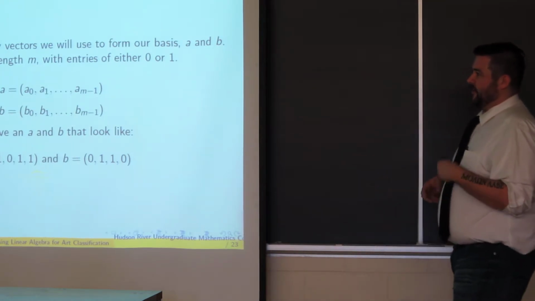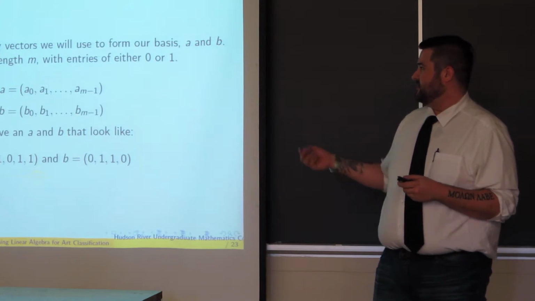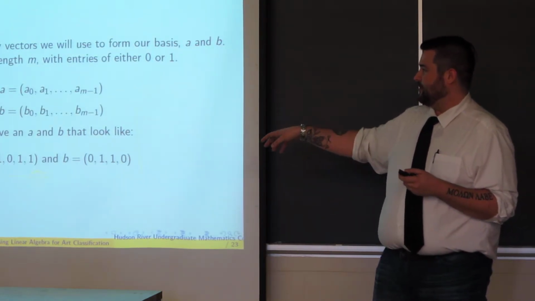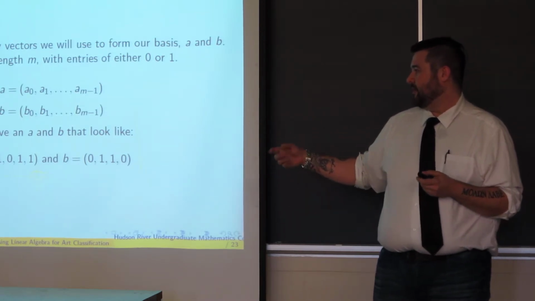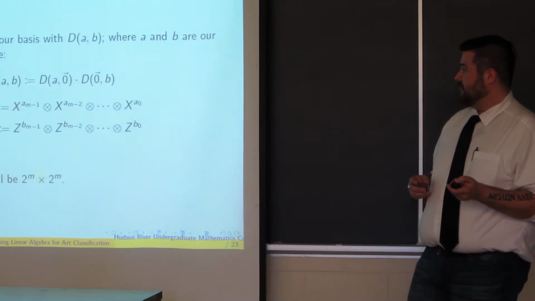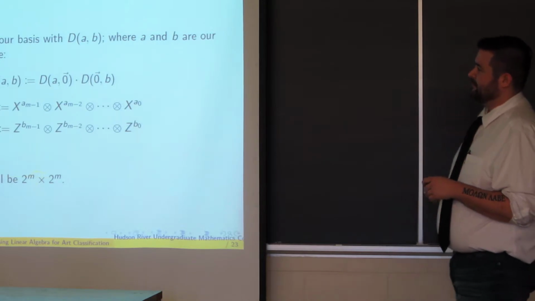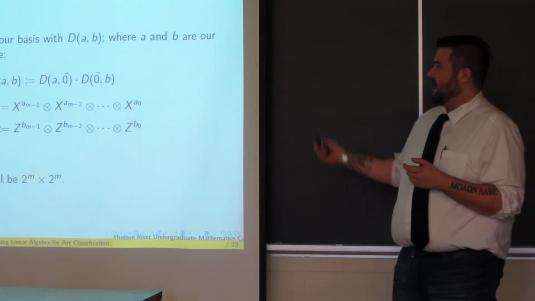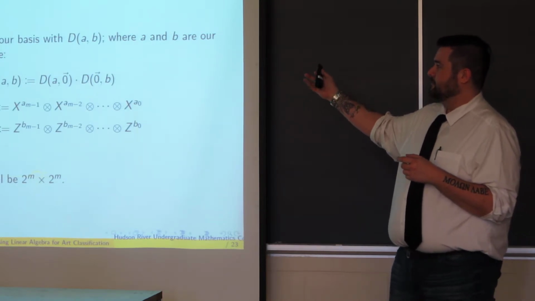Another thing we need to know about is we have two vectors, A and B. They're binary m-tuples, so they have entries of 0 or 1. So a little example to illustrate the point: m is 4, we have A is 1, 0, 1, 1, and B is 0, 1, 1, 0. So now we have the Heisenberg-Weil group of order 2^m. So we get to pick our m, and we represent elements of our basis with D(a,b).